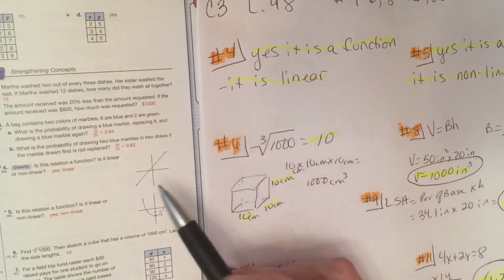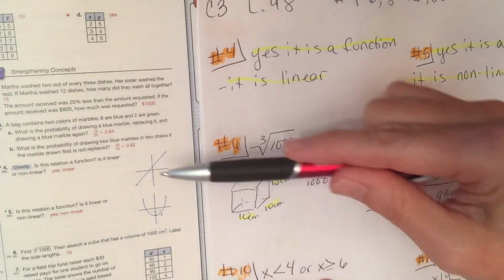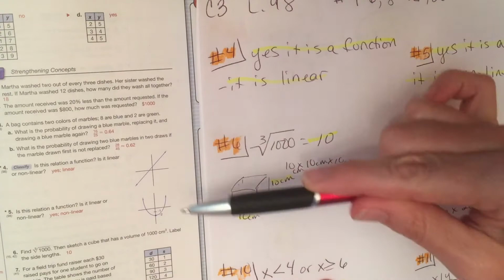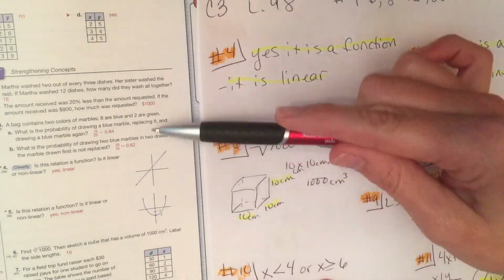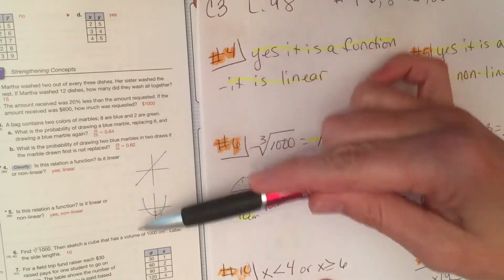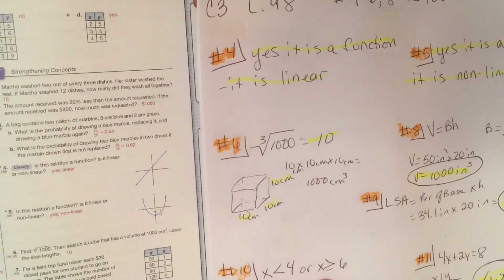Okay, so the first one here, it is a function. We do our vertical line test. There's nowhere on the graph of this line where we would cross that graph or the line more than once, so it is a function. And it is a linear function. It forms a line.